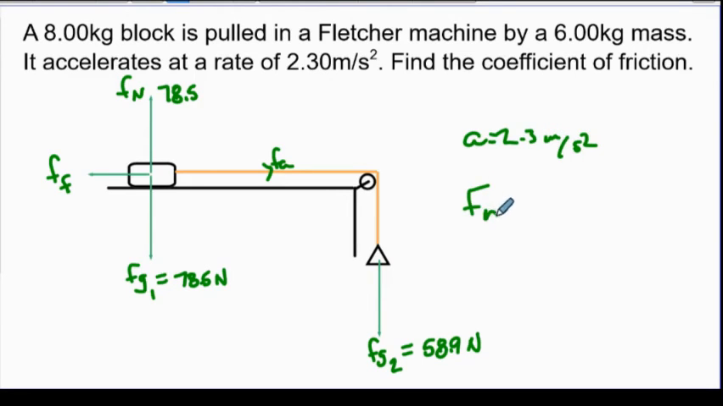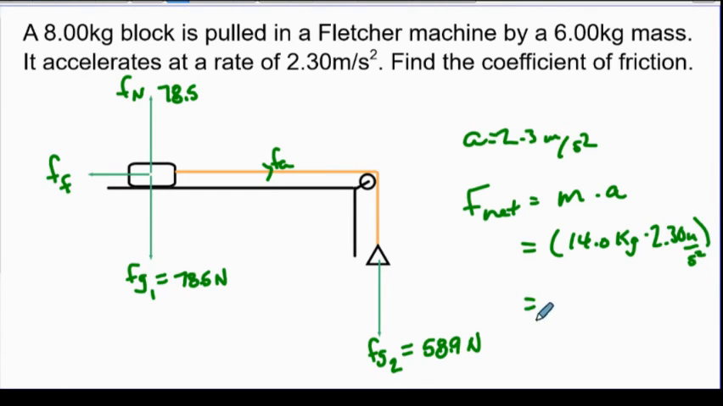We know that our F net is equal to the mass times the acceleration. Don't forget that this is the mass of the two blocks combined, because they are treated as one system. So we'll take the 14 kilograms and multiply that by 2.3 meters per second squared, and we will figure out that we have an F net of 32.2.